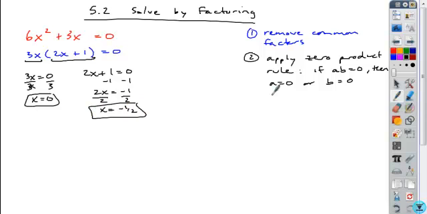Okay, and then again, it's a good idea to always check your solutions if you have enough time. So here, if we plug this in, in each of these cases, we could verify them. 6 times 0 plus 3 times 0 equals 0. Check. Negative 1/2 squared is 1/4, so we get 6 times 1/4 plus 3 times negative 1/2. Okay, so here we're looking at 3/2 minus 3/2. Does that equal 0? And once again, that checks as well.